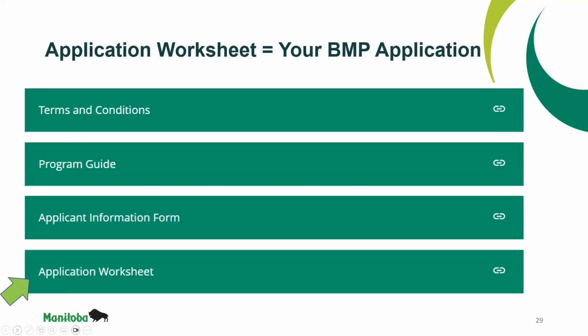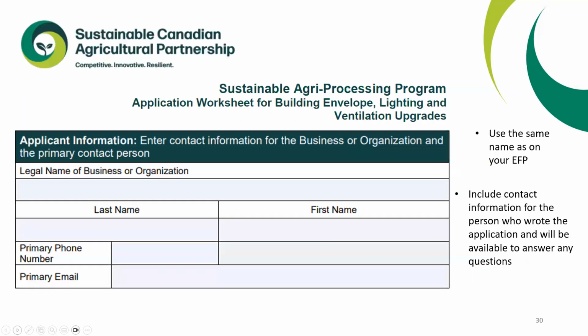Now I'm going to go in depth into the application worksheet, which is your BMP application. There's one worksheet for all the BMPs under cropland management. So this is the cropland management application worksheet. When you're entering your legal business name, be sure that you're using the same name as on your environmental farm plan. If you haven't begun your environmental farm plan yet, keep in mind what your legal name is that you're entering here in the application and make sure that it matches when you do your EFP.